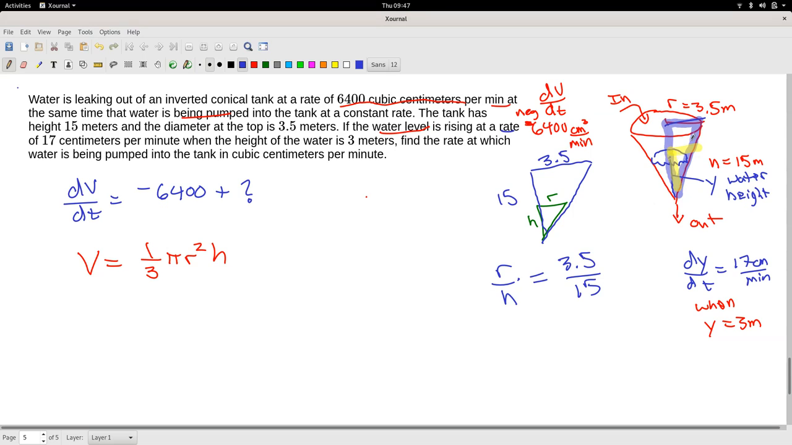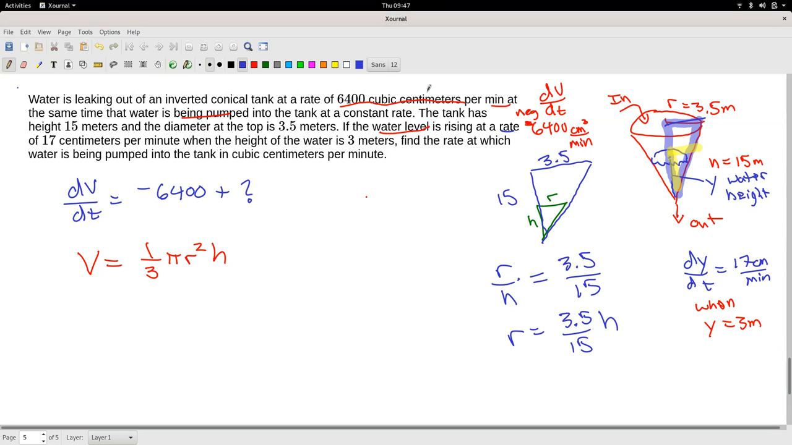Because at any stage in the water level, we always have this triangular cross section through the middle. So that means the radius is equal to 3.5 over 15 times the height. So this allows me to whittle the equation down to just the two variables I want. Let's read back through this to double check that.